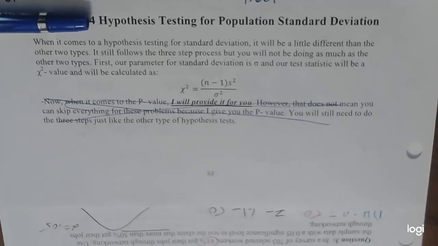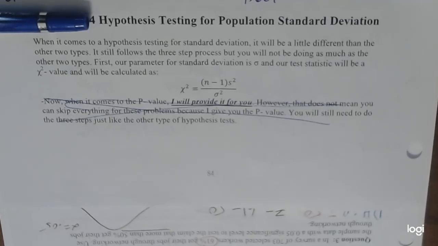All right, so this section is hypothesis testing for population standard deviation. The good news is, unlike confidence intervals, hypothesis testing is all the same. It's just the same three-step process as the last two sections. You want to find your null and alternative, find your test stat, analyze it, and then find a conclusion. So it's pretty much the exact same process.